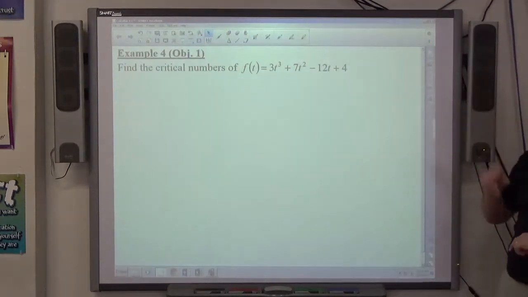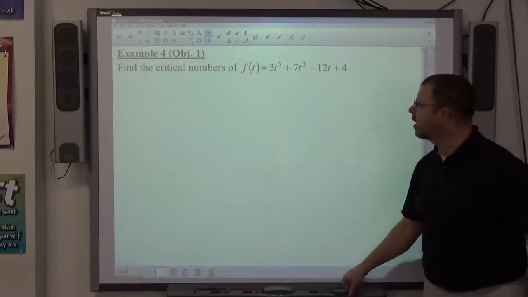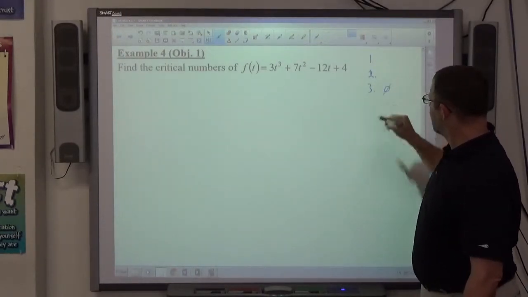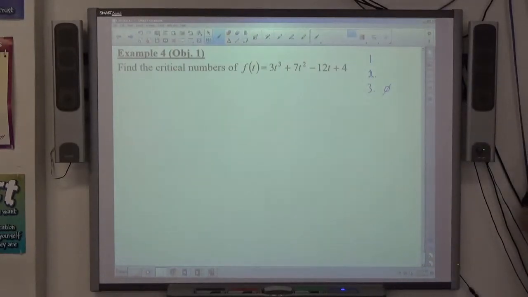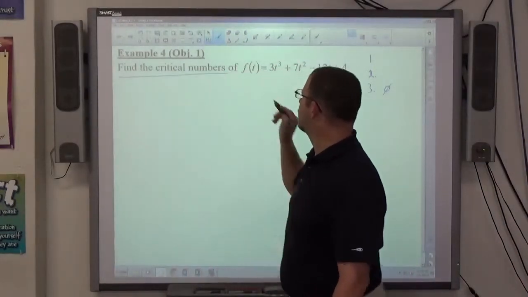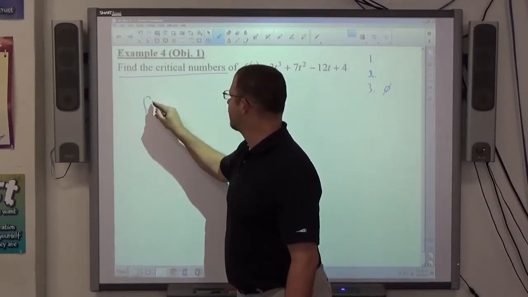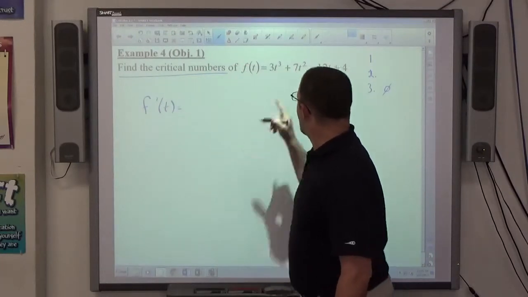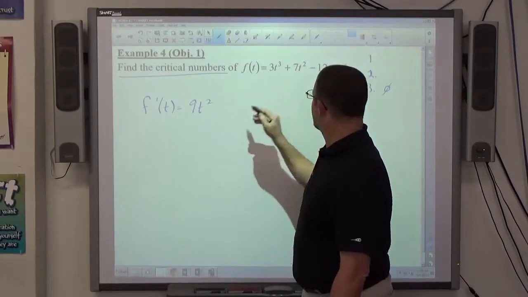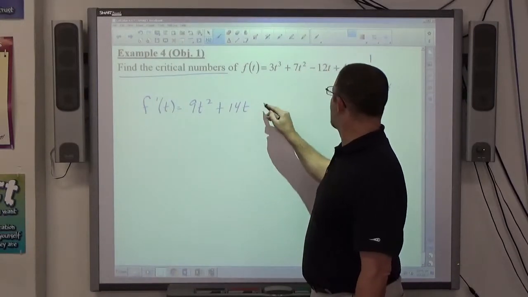So, is there an interval? Does it say from something to something? No. So as far as interval 1 or checklist 1, 2, 3, if there's no interval, there's no critical numbers because of an interval. Okay, so that's pretty simple. The other 2 come from the first derivative. So as soon as I see a function and it says find the critical numbers, that's my directions, I'm going to do the first derivative. So this is just a polynomial function, so it's going to be 9t squared, plus 14t, minus 12.